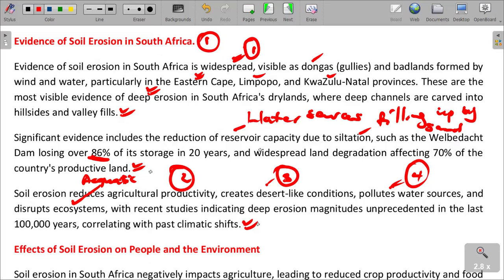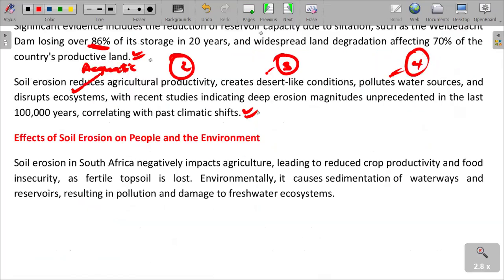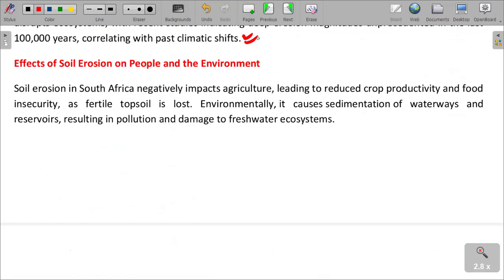I'm sure you've seen houses moving, sliding in KZN. We talk about floods that have taken place there. These floods that we have experienced in KZN are typical examples of what? Of the soil erosion that we are talking about.